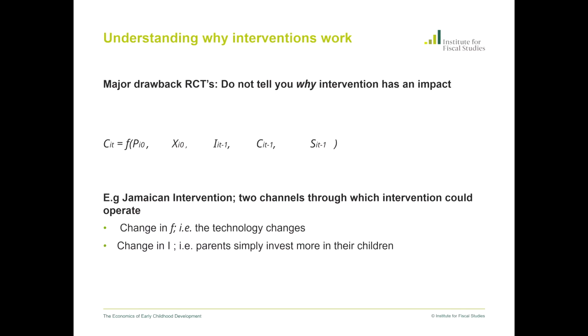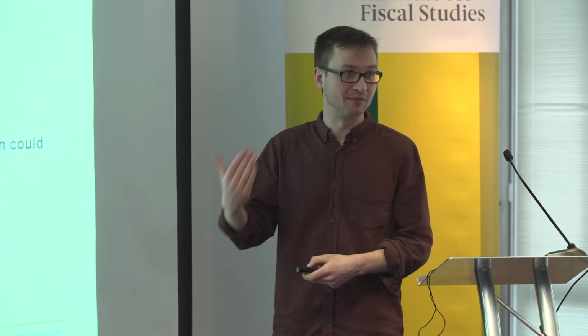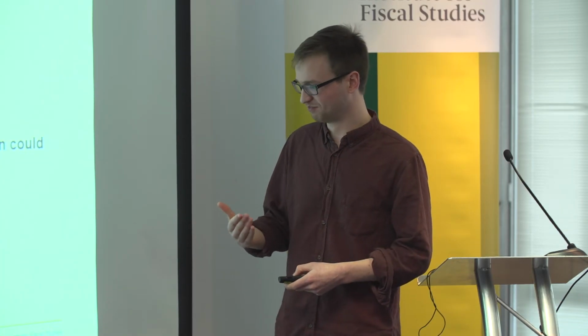We think this could be a change in the production function F. So maybe kids in the intervention are simply more productive in their investments. By this I mean maybe teaching mothers how to play stimulating games for their kids means that they're better at using the investments they already have. Maybe those investments are simply more productive. Another way that the intervention could work would be through a change in the level of investment. So maybe parents simply invest more in their children if they've been given this treatment.